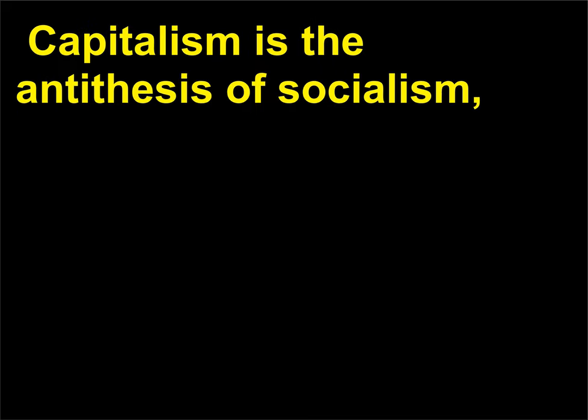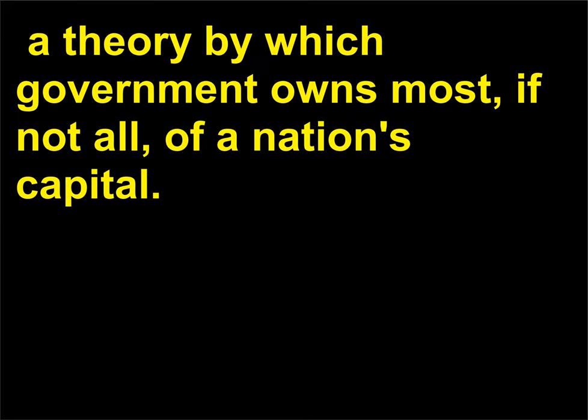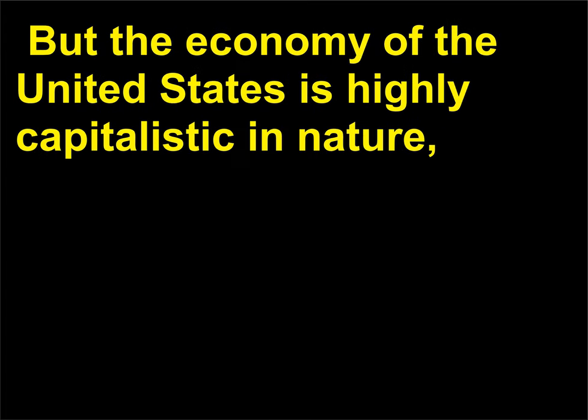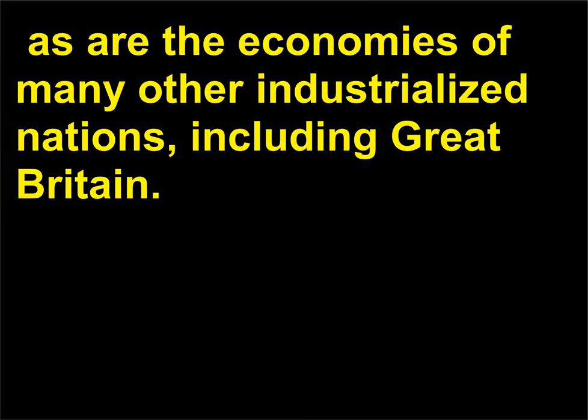Capitalism is the antithesis of socialism, a theory by which government owns most, if not all, of a nation's capital. There is no pure capitalist system. National governments become involved in the regulation of business to some degree. But the economy of the United States is highly capitalistic in nature, as are the economies of many other industrialized nations, including Great Britain.